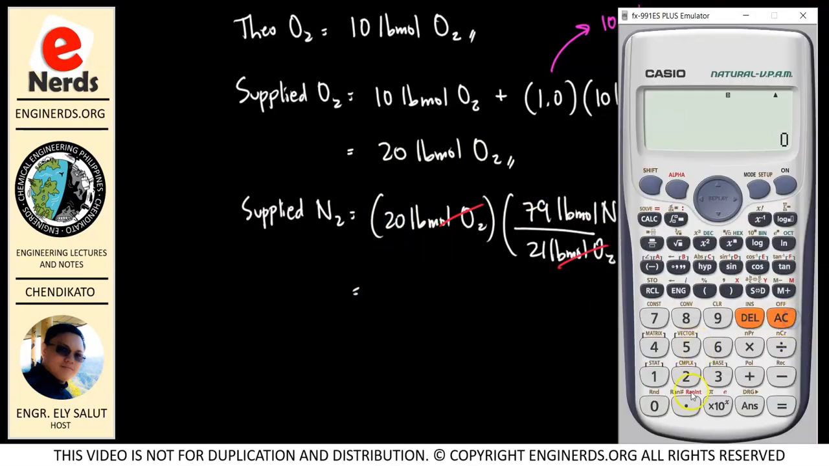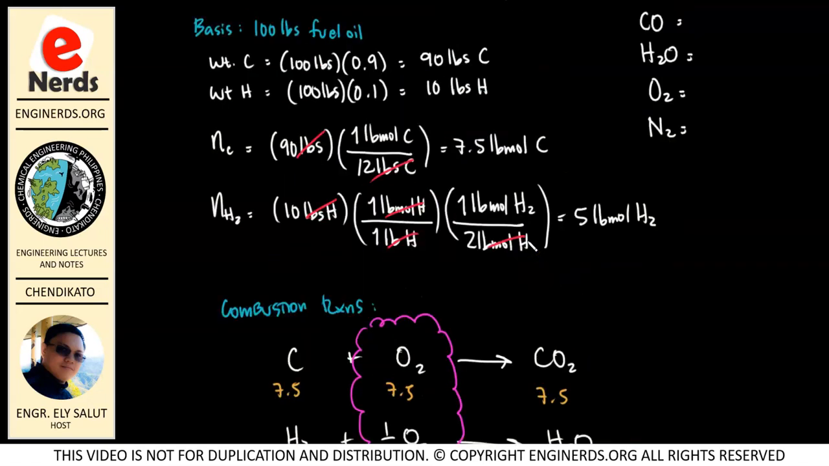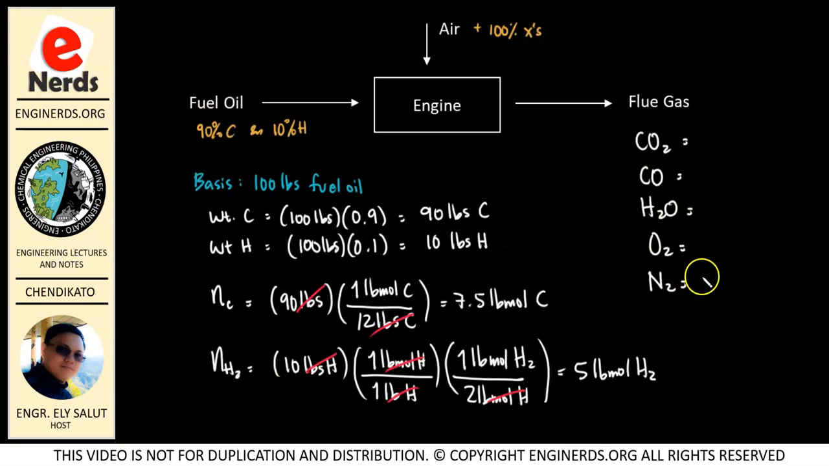So, let's do that. 20 times 79 divided by 21. So, we have 75.24 pound mole of N2. Okay, so pwede na natin isulat yan sa taas. 75.24 N2 pound mole.